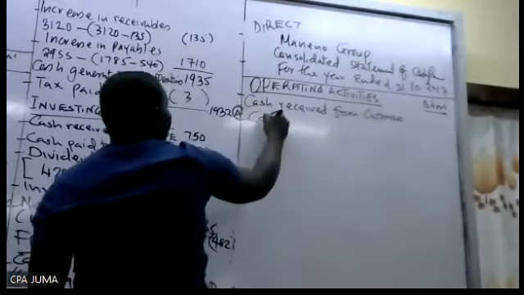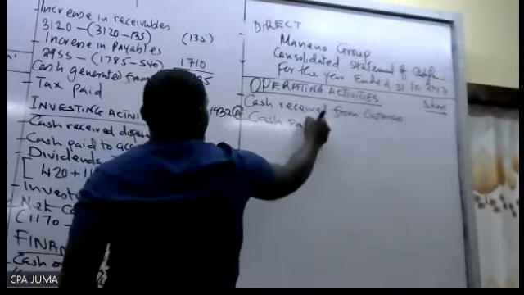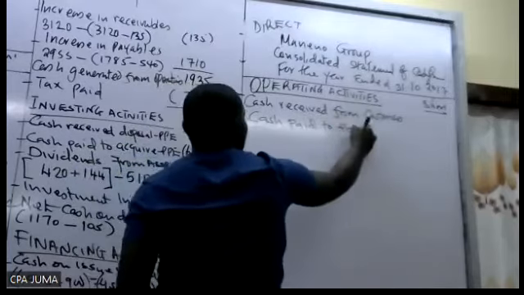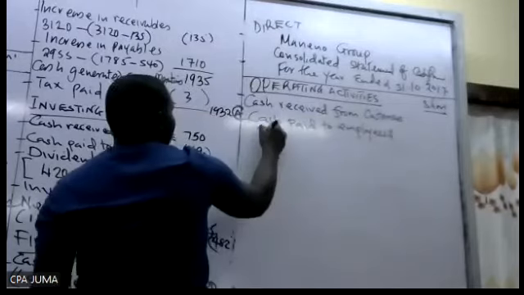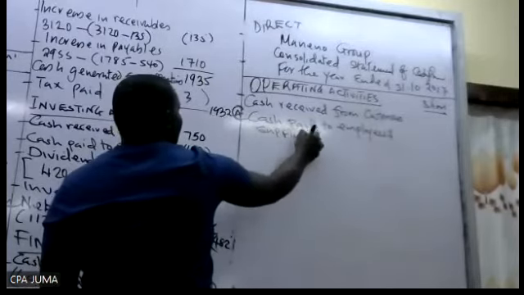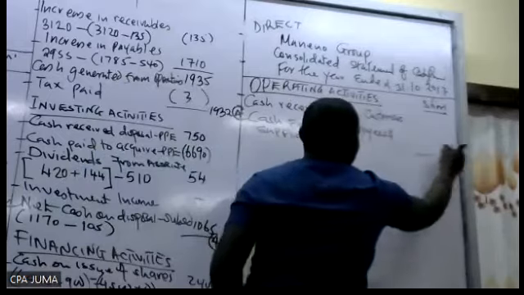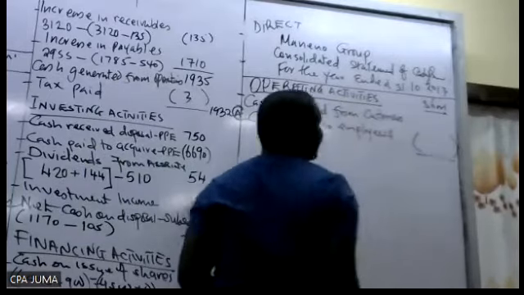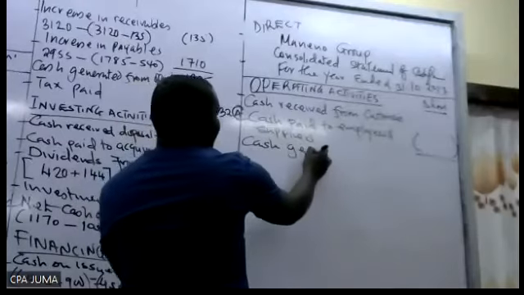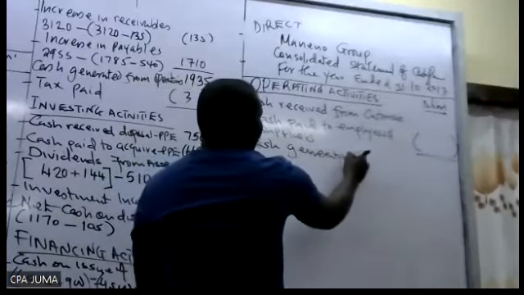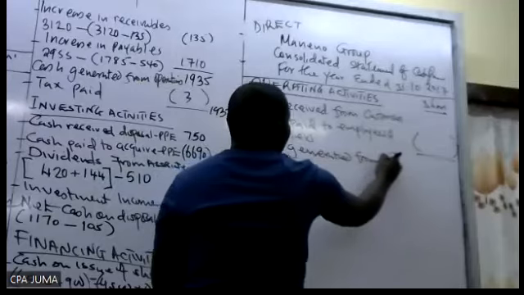Then cash paid to employees and suppliers. So if you subtract this one, you get cash generated from operations.